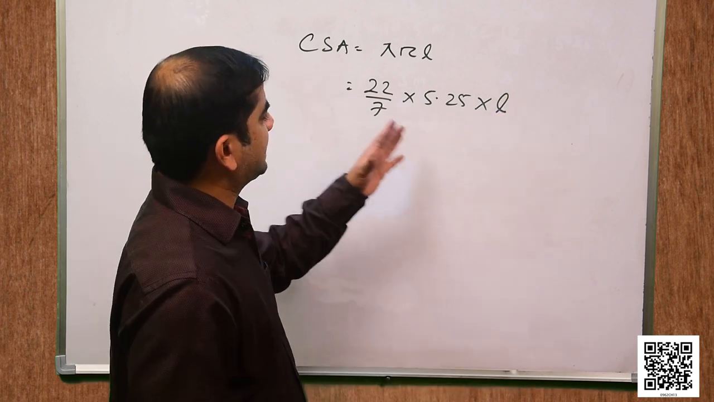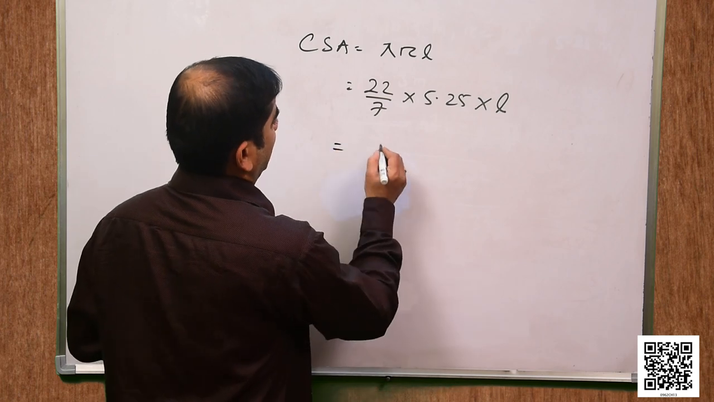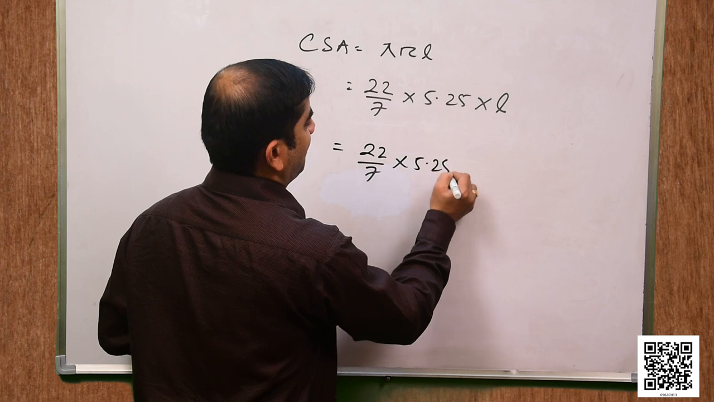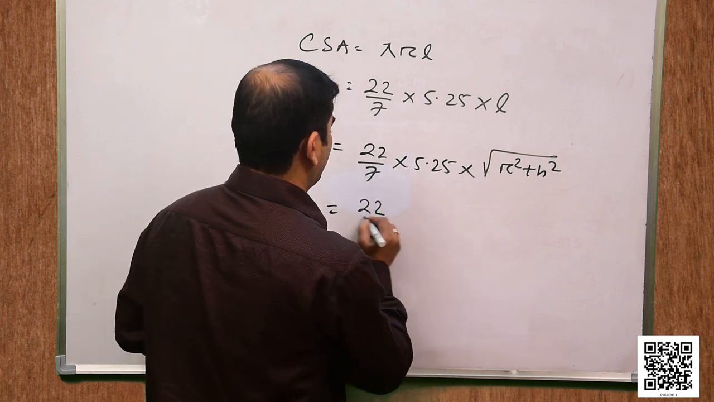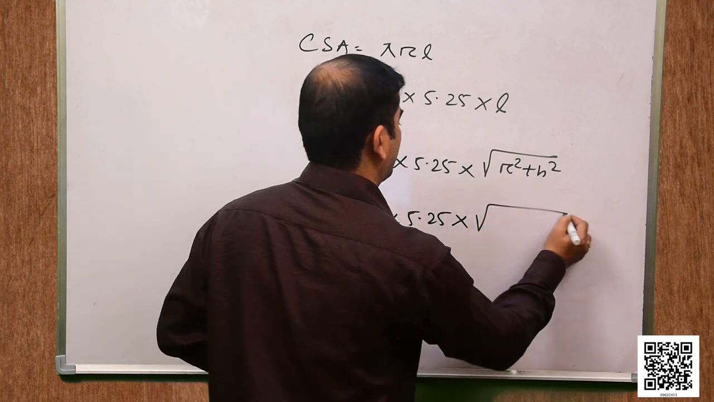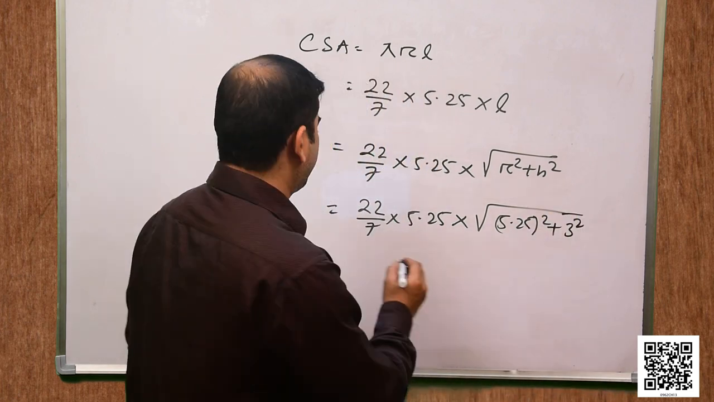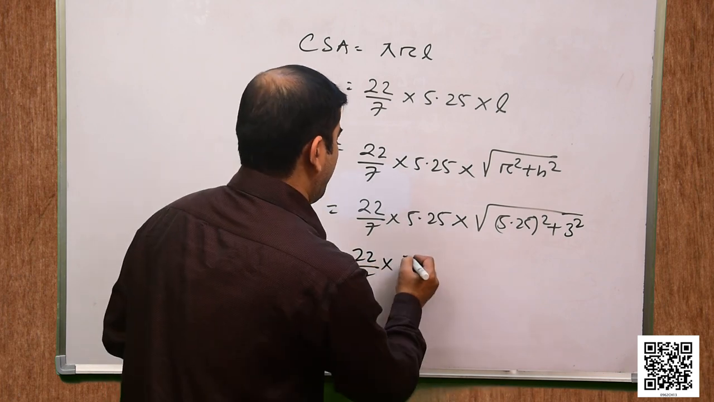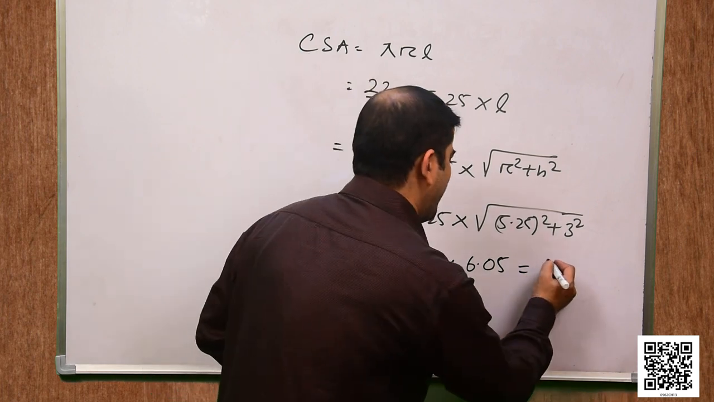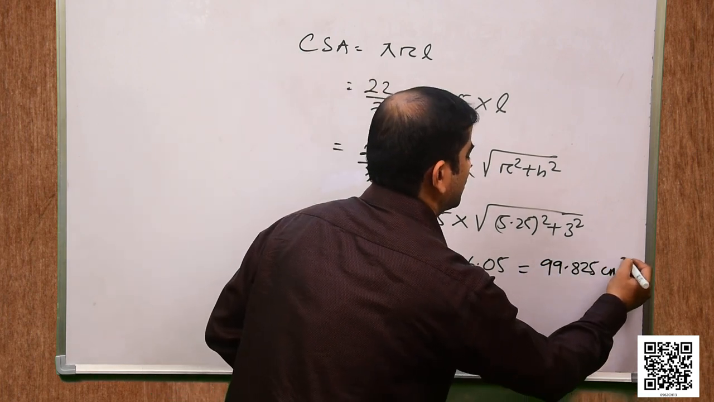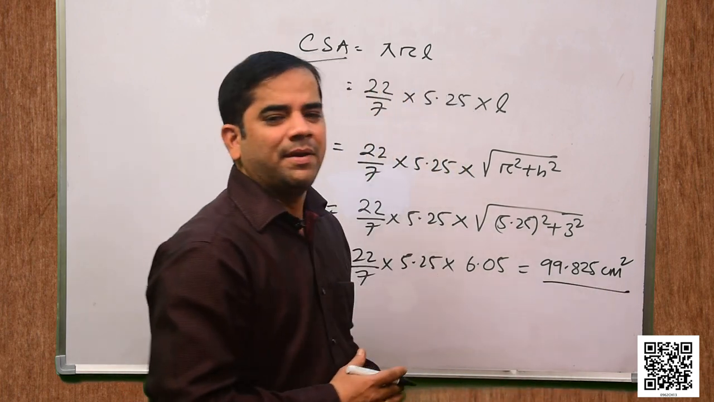In this case, we can have the value of l as square root of r square plus h square. So, we can write it like that. 22 by 7 into 5.25 into square root of r square plus h square. So, here we can see that 22 by 7 into 5.25 into square root of 5.25 square plus h, that is 3 square. So, it gives us a value, that is 22 by 7 into 5.25 into 6.05, that will be equal to 99.825 centimeter square. So, curved surface area of the particular cone is found to be 99.825 centimeter square.